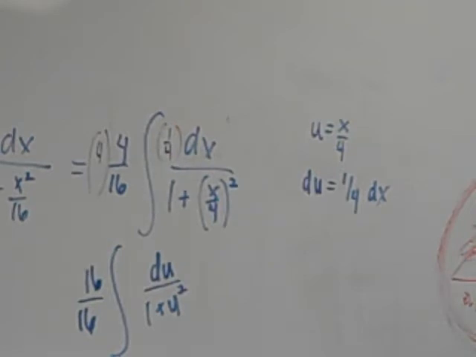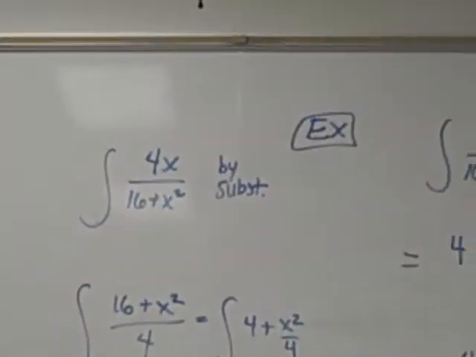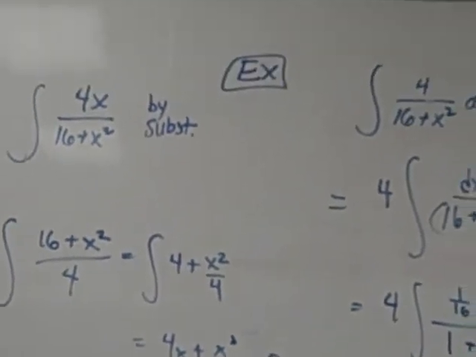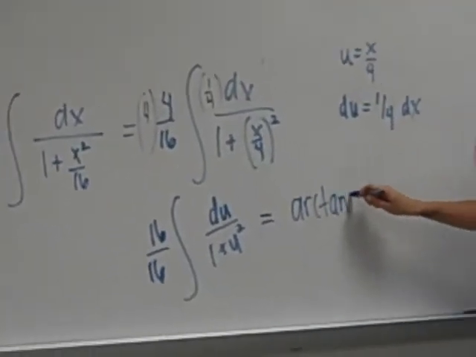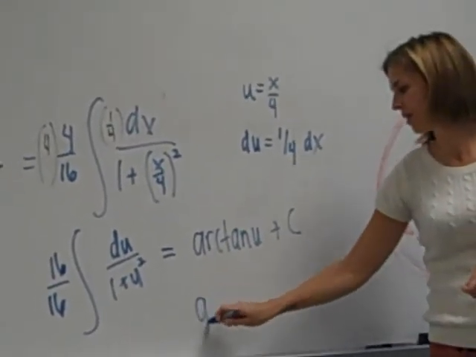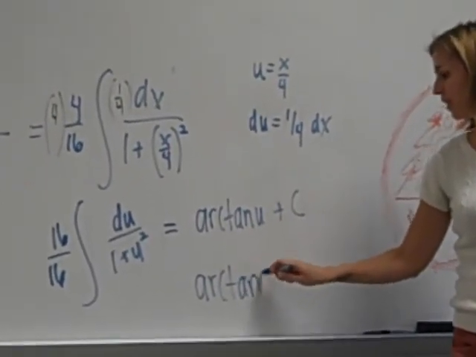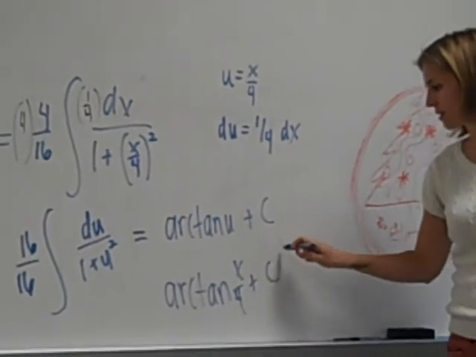But you have to be really specific. It's got to look exactly like that to work with arctan. So all I did was a ton of manipulation to get it to that point. So in the end, 16 over 16 is 1. The integral of this is arctan of u plus c. So it's arctan of x over 4 plus c.